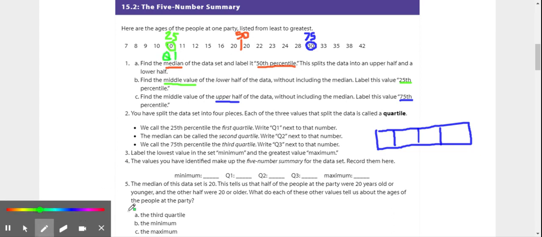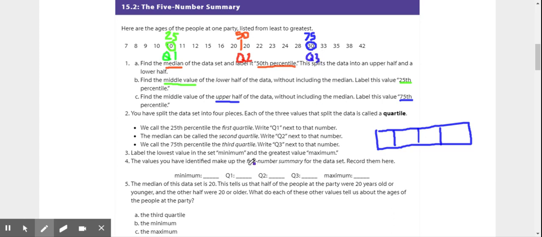Then we talk about the second quartile as Q2. We colored that orange, so this is going to be our Q2. And then the last one they're talking about is the third quartile. So we're going to call that Q3.